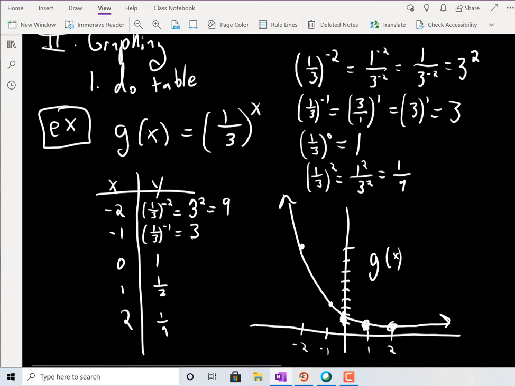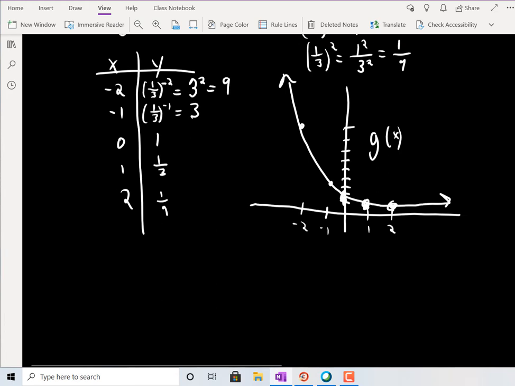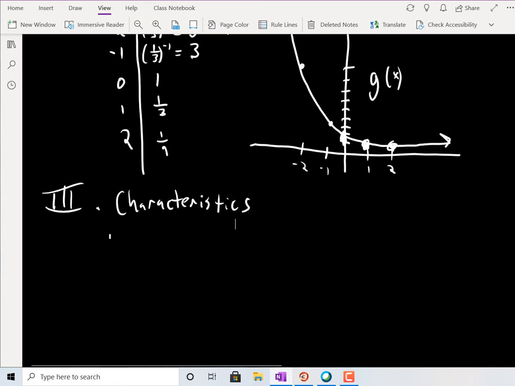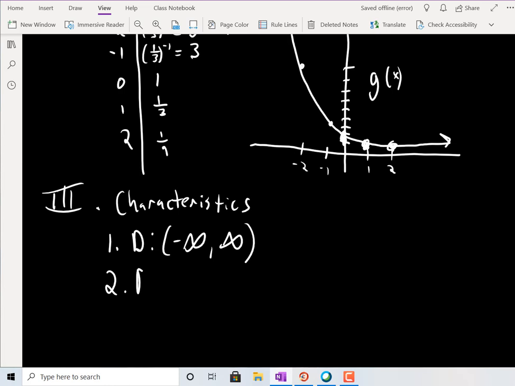Okay, so what are the characteristics of these things? Do they all look the same? Well, yeah, pretty much. So we're going to go through the characteristics. First off, the domain and range issue. The domain is just like the polynomial. You can literally use any x value, so it's -infinity to infinity. The range is a little different. The range is always going to go from 0 to infinity.